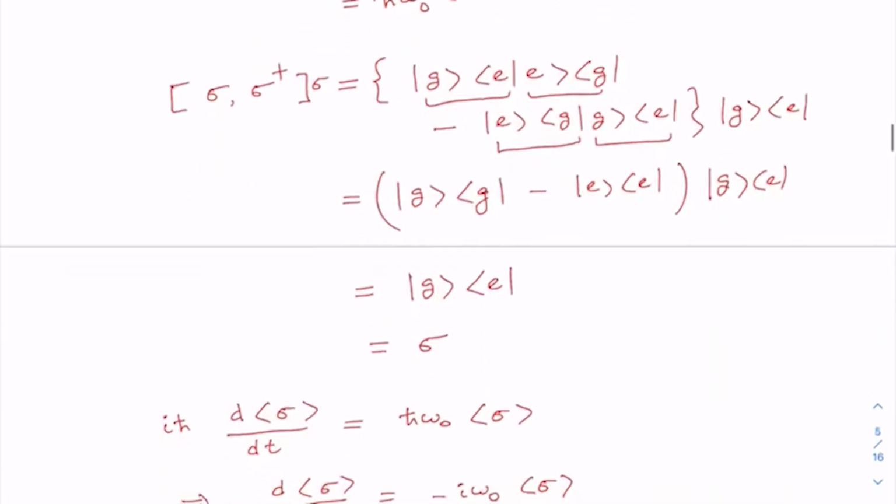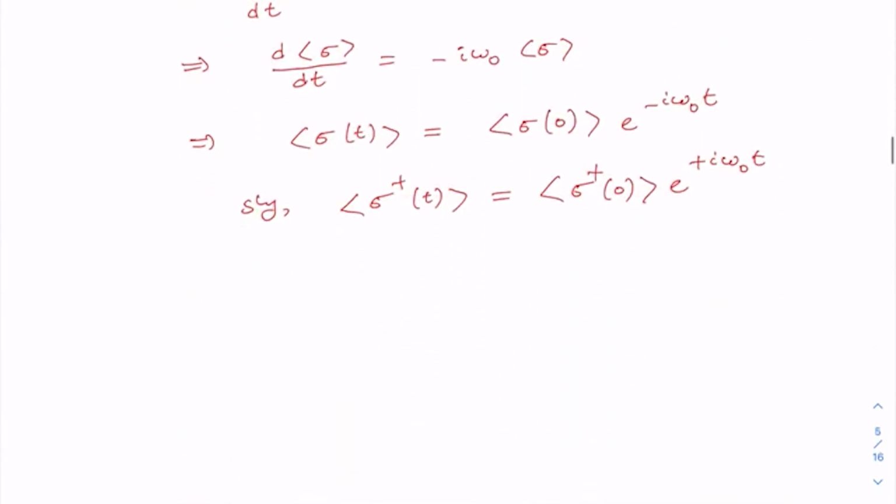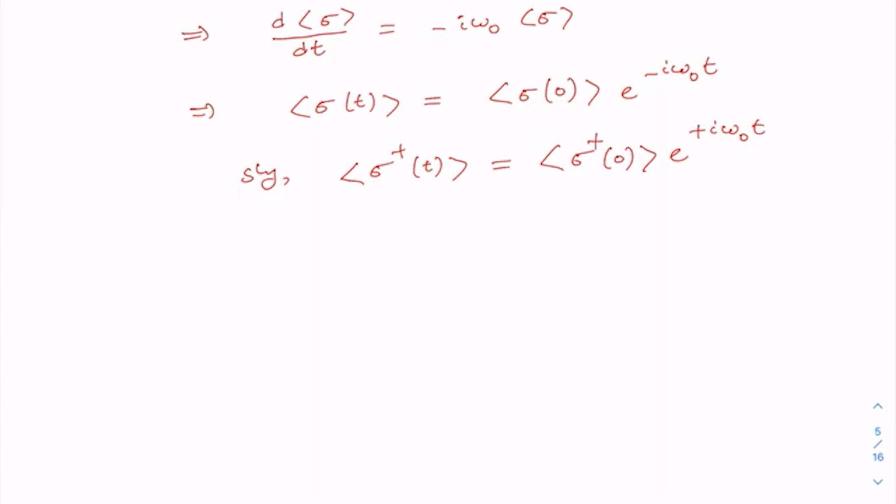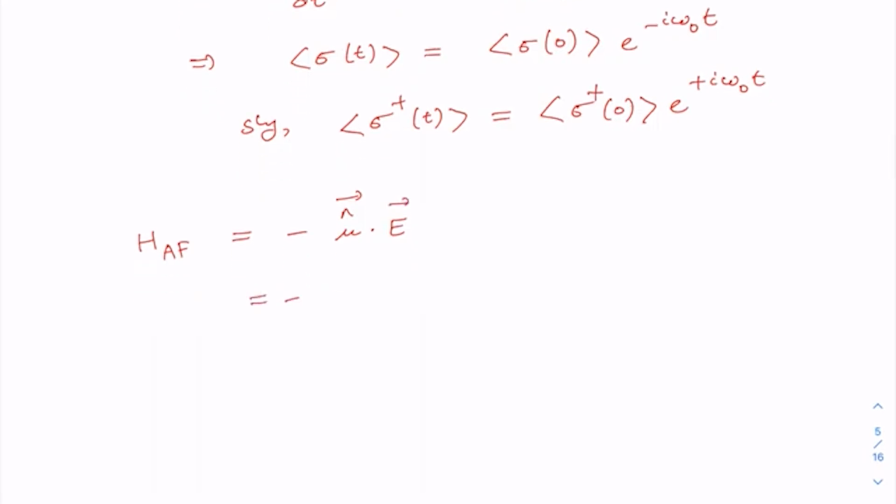We can now open up the atom-field Hamiltonian using this decomposition in terms of the electric field as well as the dipole moment operator. So we have the atom-field Hamiltonian as −μ·E, which I can now write as −(μ⁺ + μ⁻)·(E⁺ + E⁻).